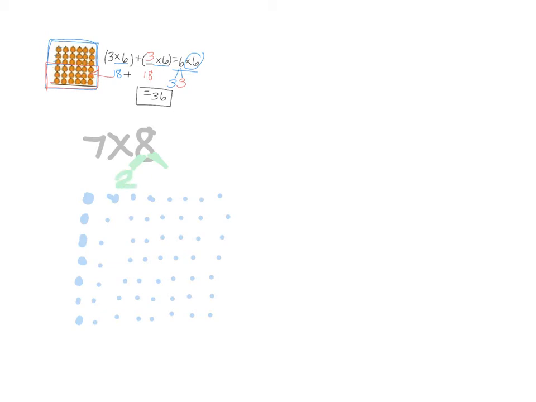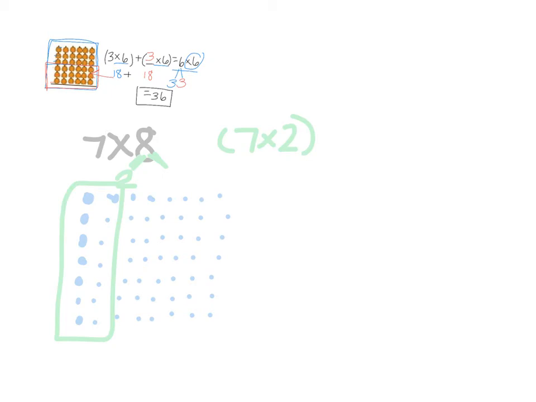So instead of counting 1, 2, 3, 4, 5, 6, 7, 8 dots, I could just count 2 rows. So I have a group of, there's 7 rows of 2, right? So I could split that into 7 rows of 2, but that's not my whole problem, is it? No. I also have, let's see, how many more do I have in each row?